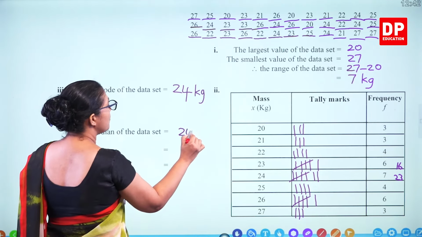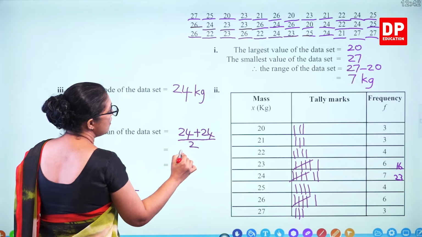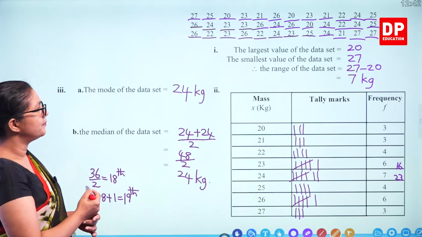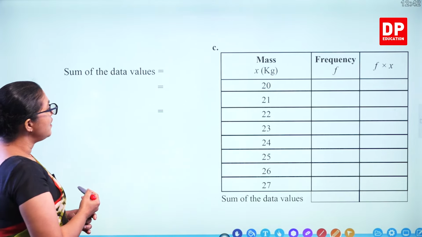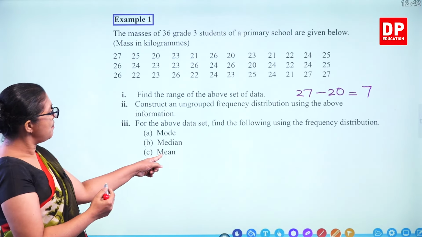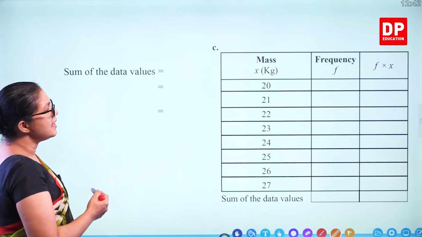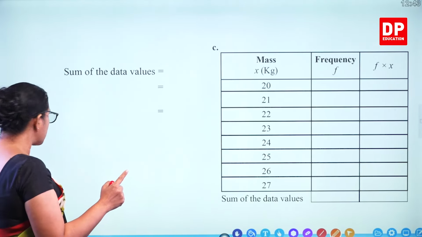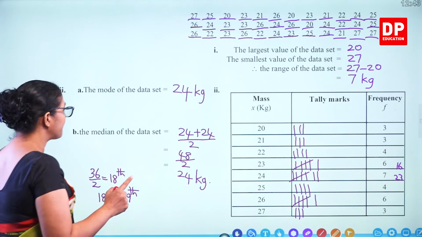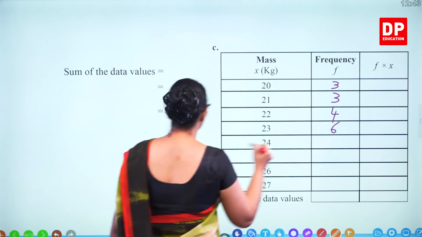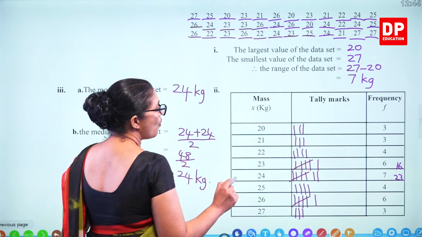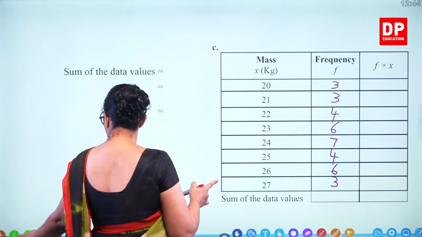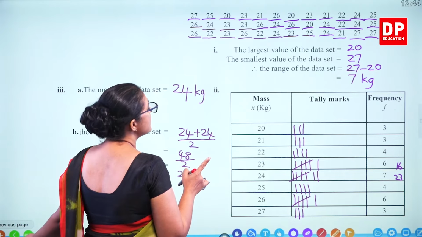So 24 plus 24 divided by 2. So you get 48 divided by 2, that's 24. That's in kilograms. That's the median value. And finally, what's the question? We need the mean value. To find the mean, we need the f value and x, multiply and get the fx values. So what are the frequencies we got? 3, 3, 4, 6, then 7, 4, 6, 3. Those are the frequencies. Altogether, how many? We got 36.